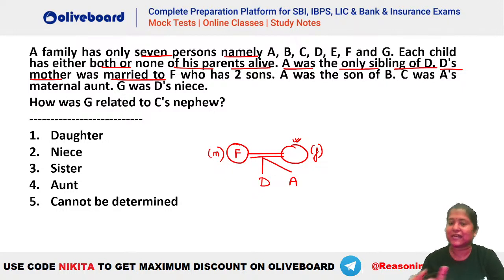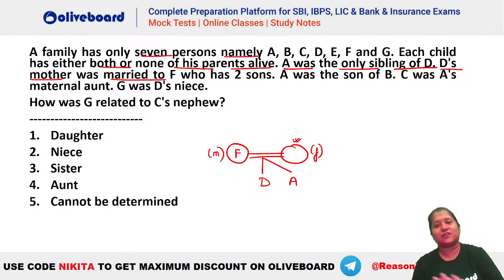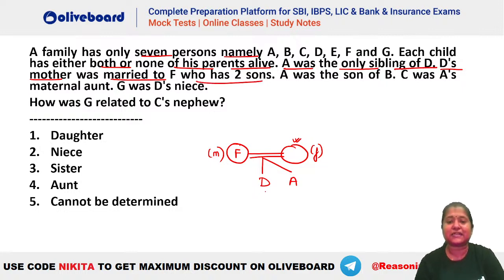So you can see that A and D are the only 2 children for F, because D has only one sibling who is A, so cannot have any other sibling. Now F has 2 sons, so you can see D is also a male person here and A is also a male person here. Both of them have to be males. Okay. Now A was the son of B, so B कहाँ पर होगा? F is already as a father, that means B will be the mother here.